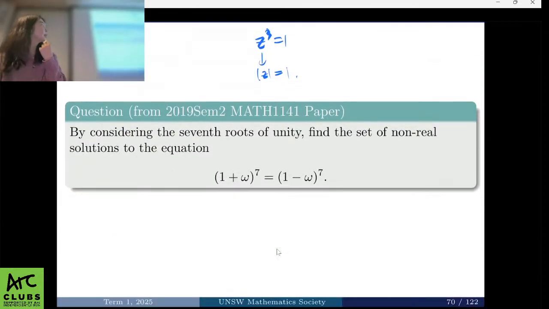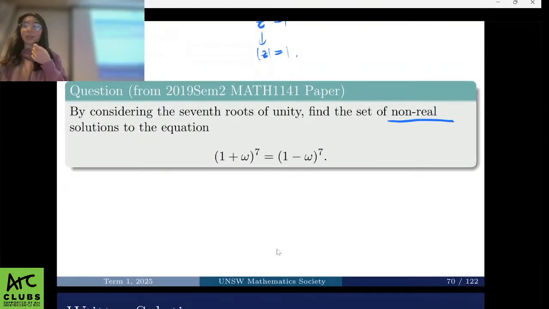Okay, so by considering seventh roots of unity, you want to find a set of non-real solutions. So this is also important, you don't want to include any real solutions to the equation (1 plus omega) to the power of 7 is equal to (1 minus omega) to the power of 7. Okay, so this is actually in a very unfavorable form because we don't typically solve polynomials like this. We want to get this into the form of, let's say, z to the power of 7 is equal to 1, right? Because then we can consider the 7 roots of unity, find what z is, and hence deduce what omega is.